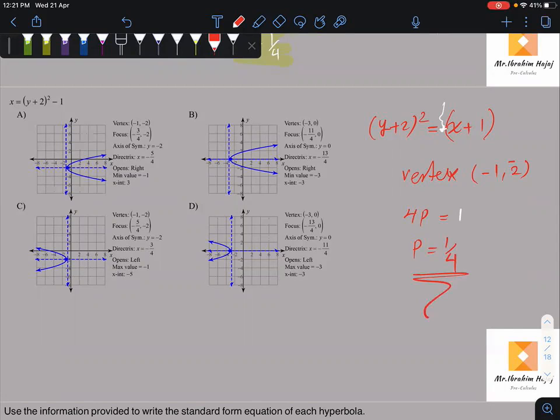The p is equal to 1 over 4. The center is negative 1, negative 2. Not here, not here, not here. Maybe A or C. Yes, but it opens to what? Because p is greater than 0, so it opens right. Yeah, it opens right because p is greater, so it's A.